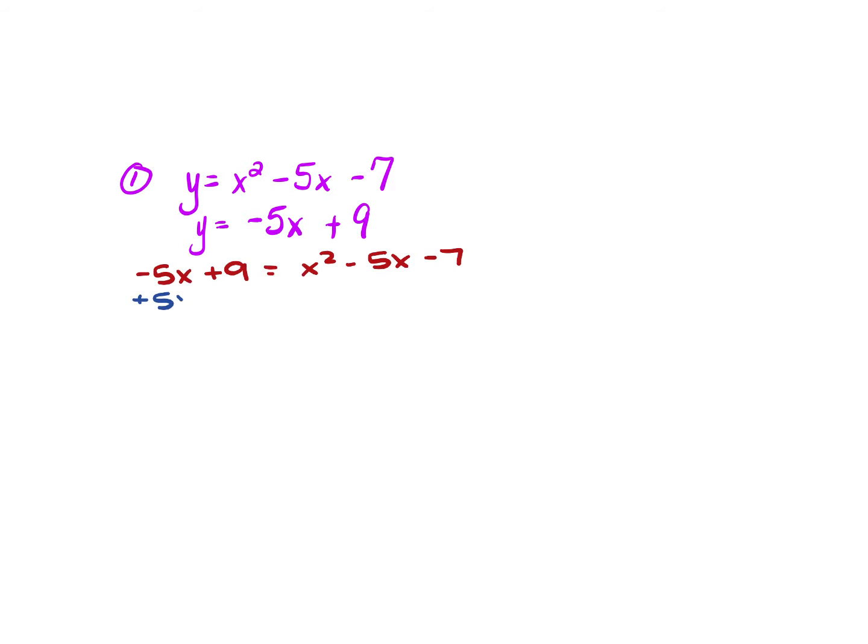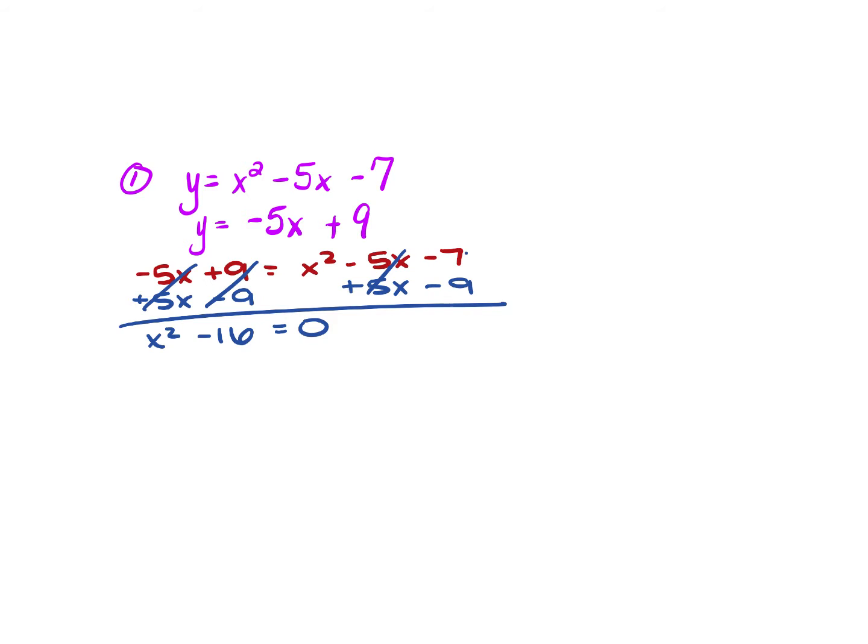We're going to move the 5x over by adding it to both sides. We're also going to move the 9 over by subtracting it from both sides. So these cancel out on your left side. You're going to be left with x squared. The 5x's cancel. The negative 7 minus 9 is negative 16, and that's equal to 0.